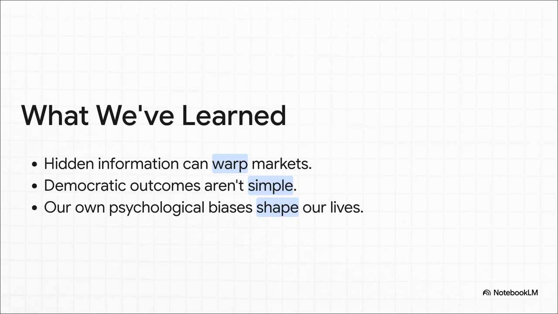Second, that democratic choices can be shockingly weird and paradoxical, with the winner often depending on the rules of the game, not just the voters. And finally, we've learned that we ourselves are not the perfectly rational robots of old economic theories. Our psychology, our biases, our feelings, they all matter a lot.